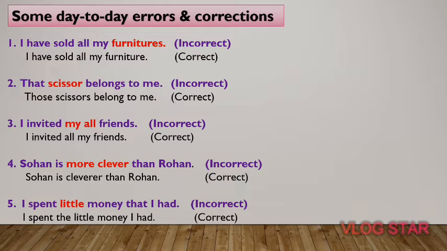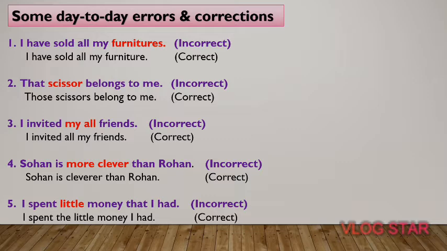Going on to the fifth sentence, we have I spent little money that I had. Here also we have to see the wrong application of the adjective little. We have to know about the 3 forms of the word: little, a little, and the little. The adjective little has a negative meaning or negative connotation. A little denotes a positive connotation, and the little suggests both negative and positive connotation.